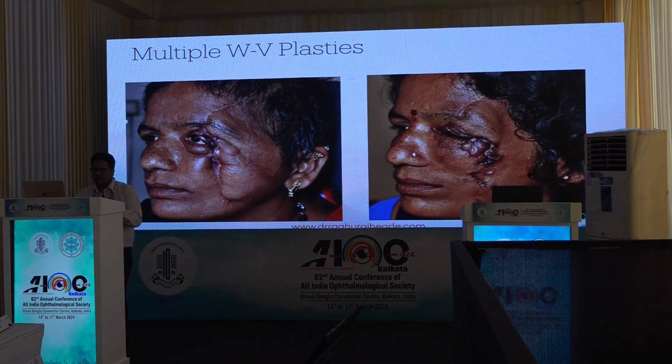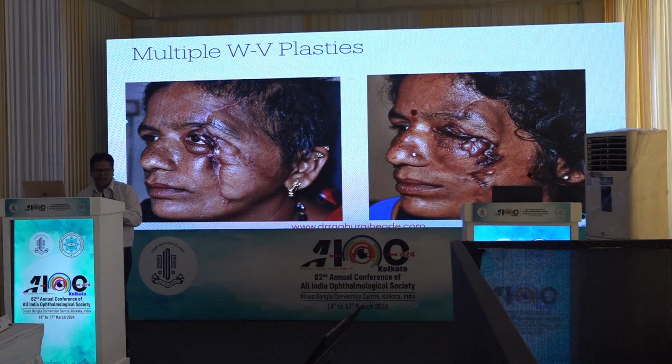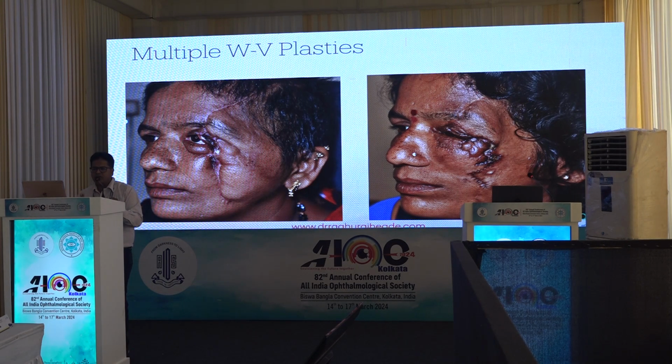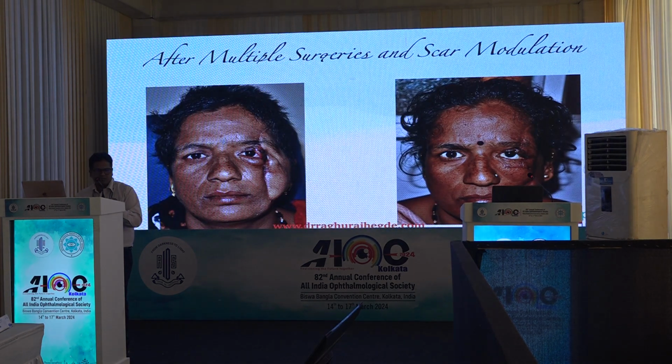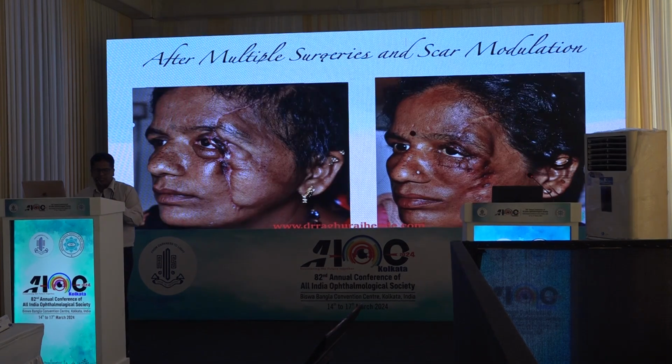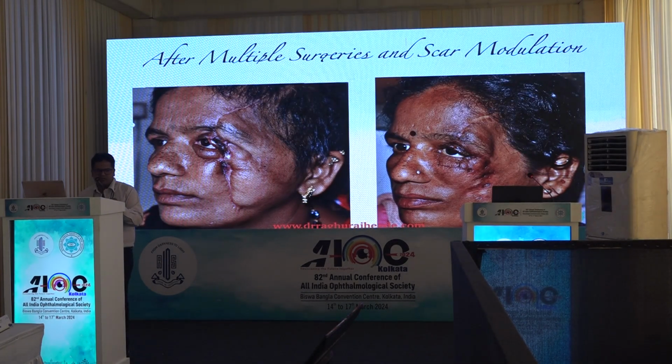And what we did was multiple W-plasties. I was not sure it would work, but we did a lot of scar modulation, and also we repaired the eyelid and put it back into position so that it's aligned properly. This is after multiple surgeries; we had to do about 2 or 3 surgeries to get her to this position, and then of course we always do the scar modulation immediately following the surgeries. And this was at the end of the surgery, at the end of the scar modulation. Of course, it's a work in progress.